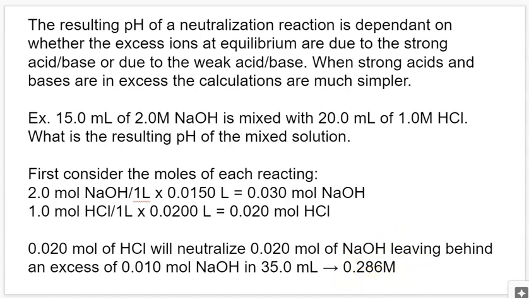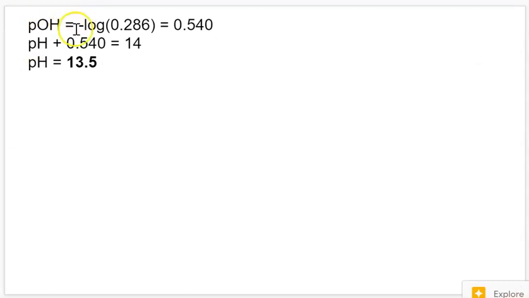Now, I know since this is a strong base that the amount of hydroxide is going to be equal to the amount of sodium hydroxide. So then I can plug that into my pOH expression. That gives me a pOH of 0.540. And then I can calculate the pH by utilizing the pH plus pOH equals 14 expression. And I end up with a pH of 13.5. I end up with a basic solution. And this makes a lot of sense because the base canceled out all of the acid, but we still had a bunch of base left over in solution. So we ended up with an overall basic solution.